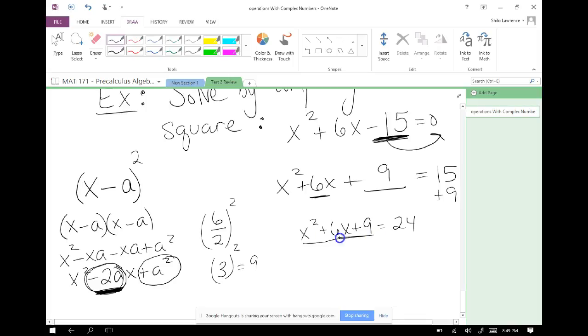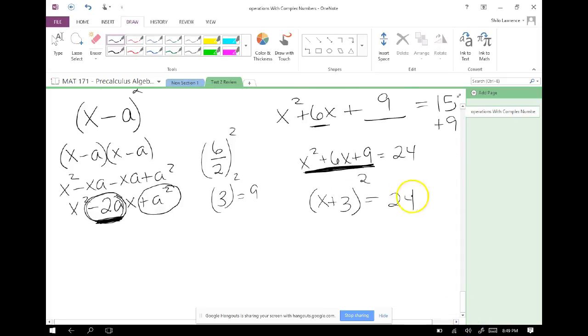Now this is a perfect square. This factors to be just one linear expression squared. It factors to be (x plus 3) squared equals 24. And now that can be solved with the square root method, because that only has one x in the whole entire equation. So to continue solving, all we have to do is square root.